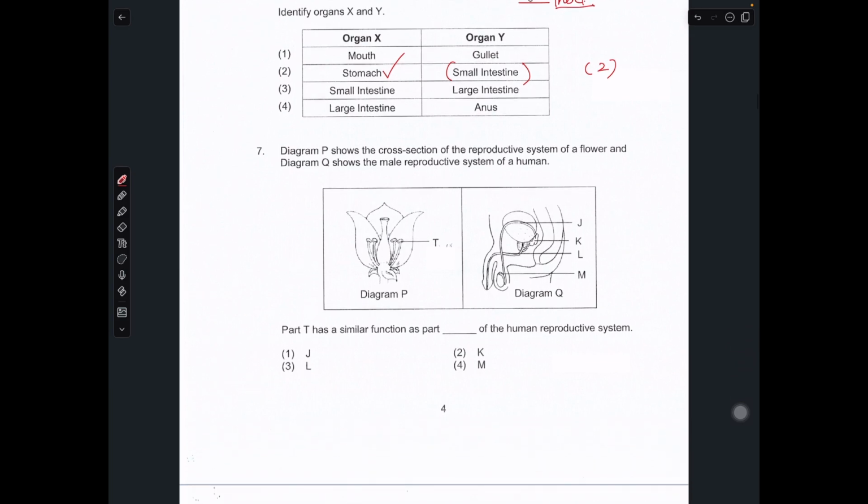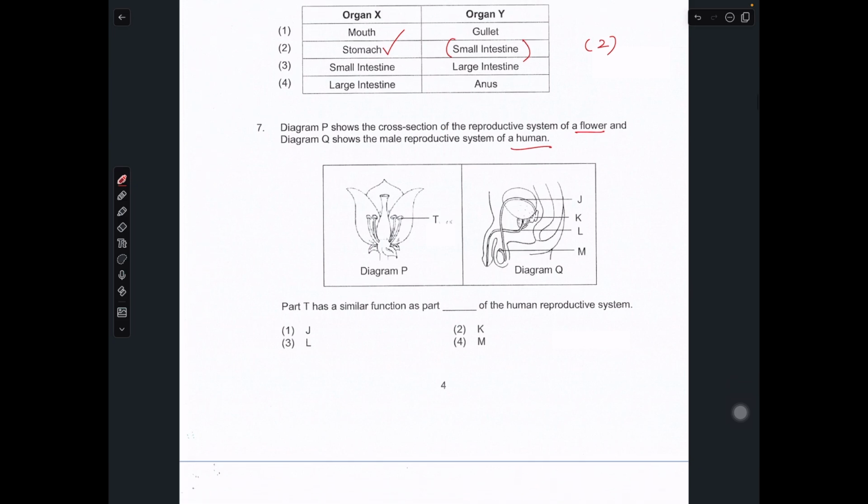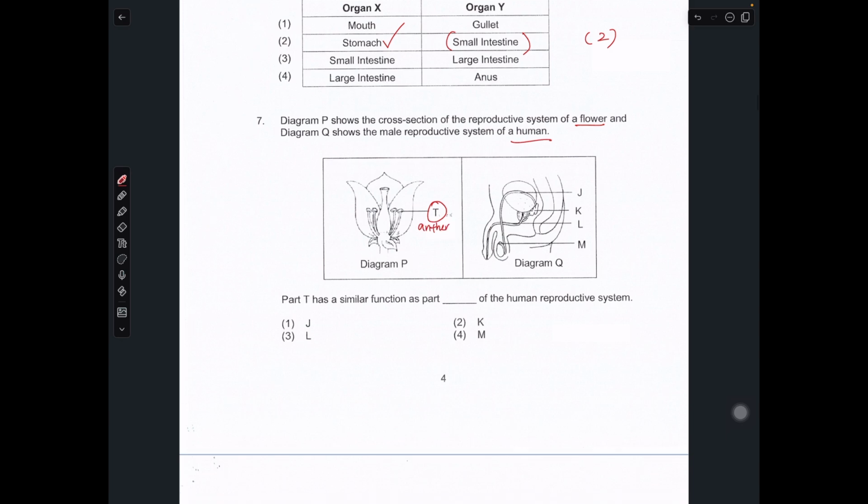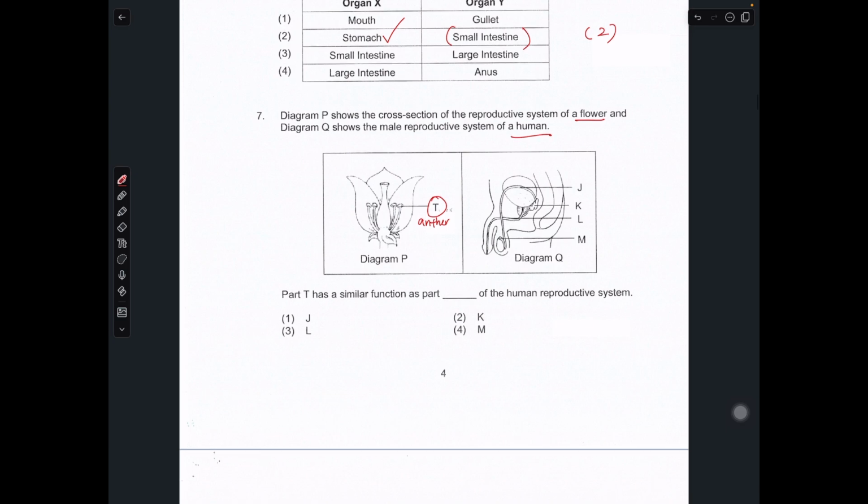Okay, so the diagram below shows the cross section of the reproductive systems of a flower versus a human. Okay, part T, this is the anther. Has a similar function to which part? Okay, it should be this. This is the testes. Both of them will produce and store male reproductive cells. Okay, that will be number 4.